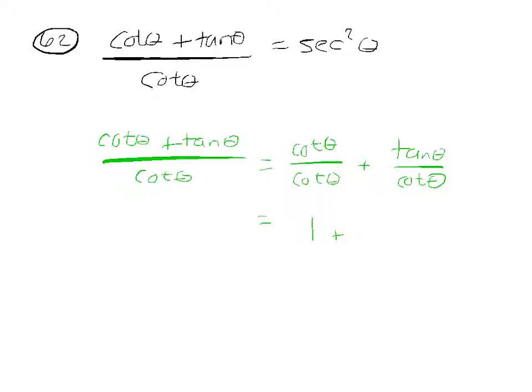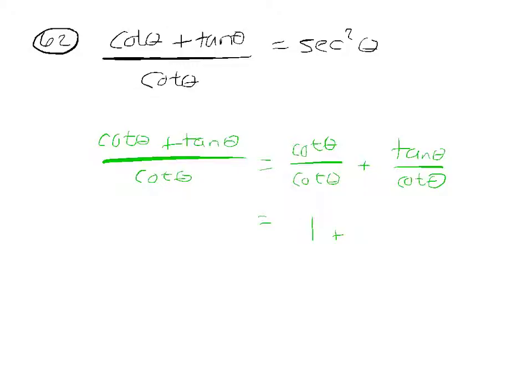Do something. They're related, aren't they? You guys know that. They're related, right? Tangent, cotangent. So there must be something magical that happens there. You just flip it. Look at your reciprocal identities.